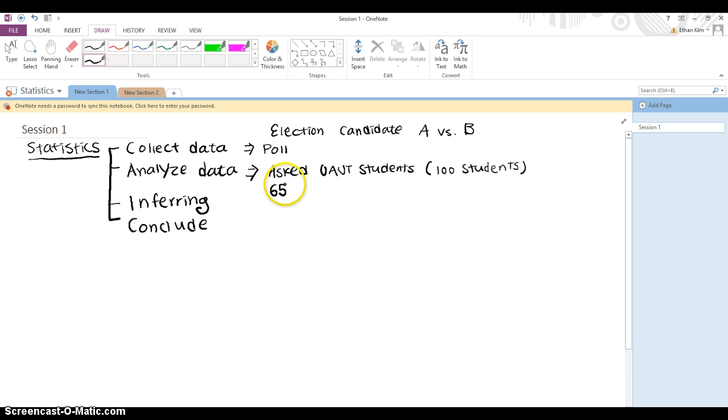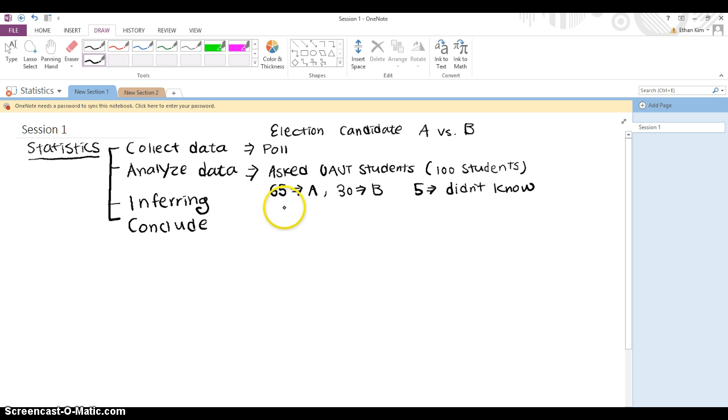And then say, I don't know, 65 students supported candidate A, and 30 students supported candidate B, and the rest, 5, they didn't know. All right. So this is the data that we received, and now from this data we analyze.